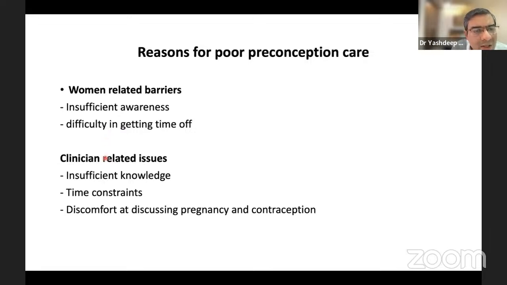Then there is another domain, clinician-related issues: clinicians may have insufficient knowledge about providing preconception care, what the elements of preconception care are, and what the right stage is for initiating it. They may have time constraints themselves to get into that sort of conversation. There may be discomfort in discussing pregnancy and contraception. So there could be clinician-related issues and women-related barriers which we have to overcome, so that preconception care is optimized before a woman undergoes pregnancy, and that should start at the age of menarche itself.